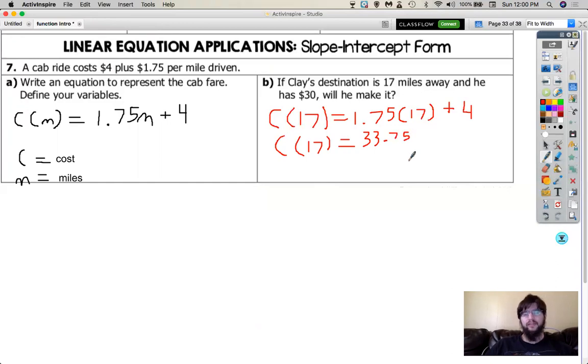Okay, so we can go ahead and answer the question. Is this guy going to make it to his destination? Nah. He's going to be like 2 miles away. He needs more money.